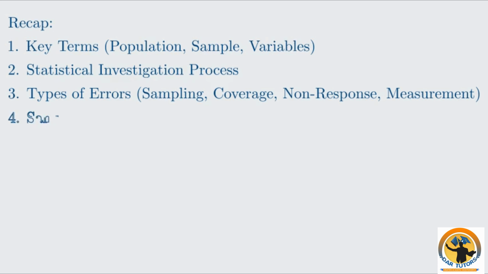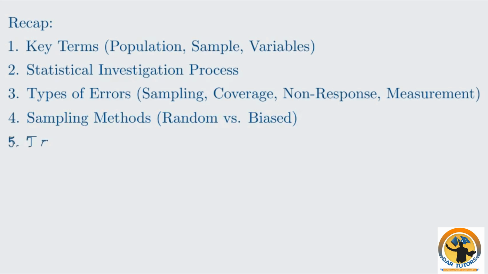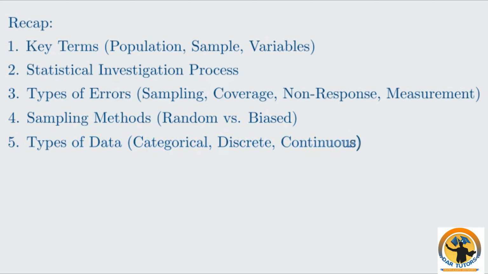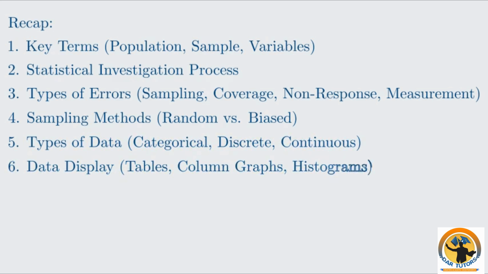Crucially, we explored different sampling methods, emphasizing that simple random and stratified sampling are the best ways to ensure a sample is representative, while convenience and quota sampling introduce significant bias. We classified data into categorical, discrete, and continuous types and saw how this classification determines the appropriate visual displays: column graphs for discrete data and histograms with no gaps for continuous data. Finally, we covered essential guidelines for writing clear, specific, neutral, and ethical survey questions to avoid measurement error. Mastering these concepts is fundamental to success in the IB/AI/HL course.